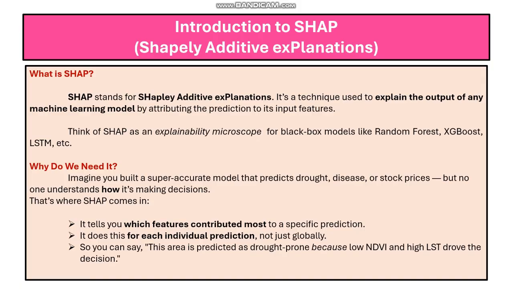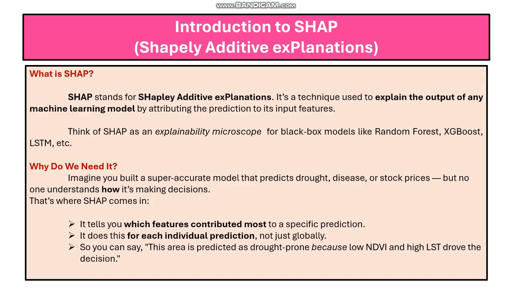So in order to address that challenge, and to understand how a machine learning model is doing its forecasting or prediction, we need to understand SHAP, because it helps us. The next point is, why do we need it? Imagine that you're building a predictive model for drought, disease, or stock prices, but no one understands how your model is making decisions. That's where SHAP comes in. It tells you which features contribute most to a specific decision of your model. It does this for each individual prediction, not just globally.